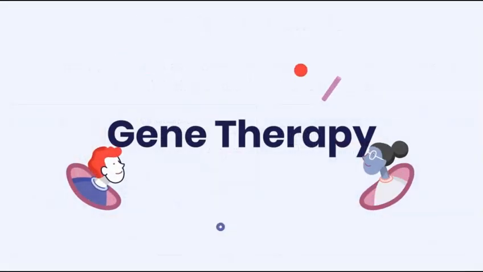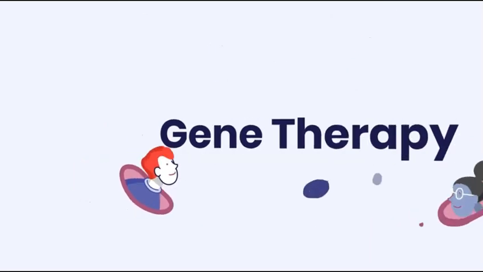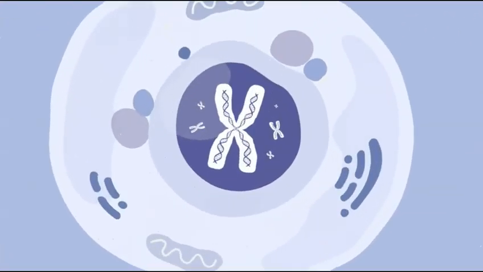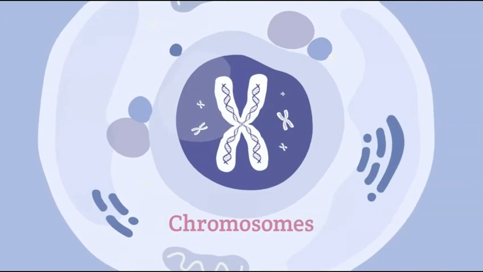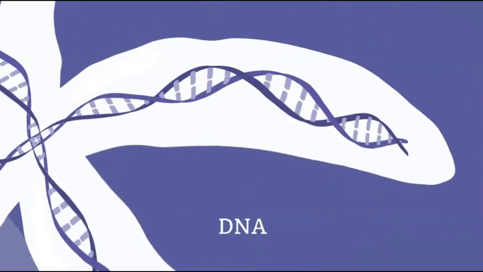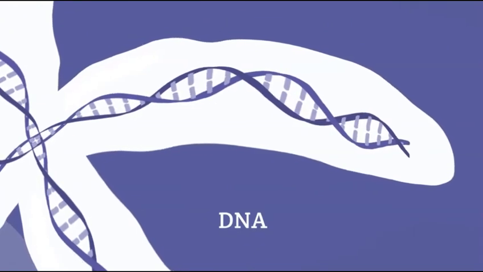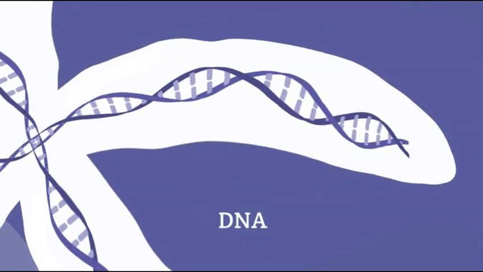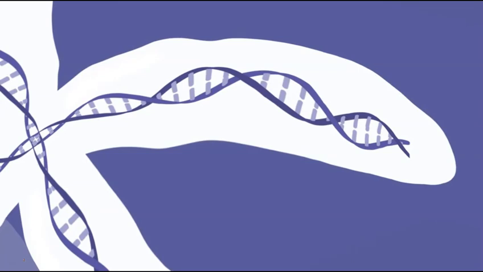So, what exactly is gene therapy? First, let's start with the basics. The majority of our body's genetic information is stored in 23 paired chromosomes inside the nucleus of our cells. Each chromosome is made up of DNA that stores information to determine our unique characteristics. Specific sections of DNA are called genes.